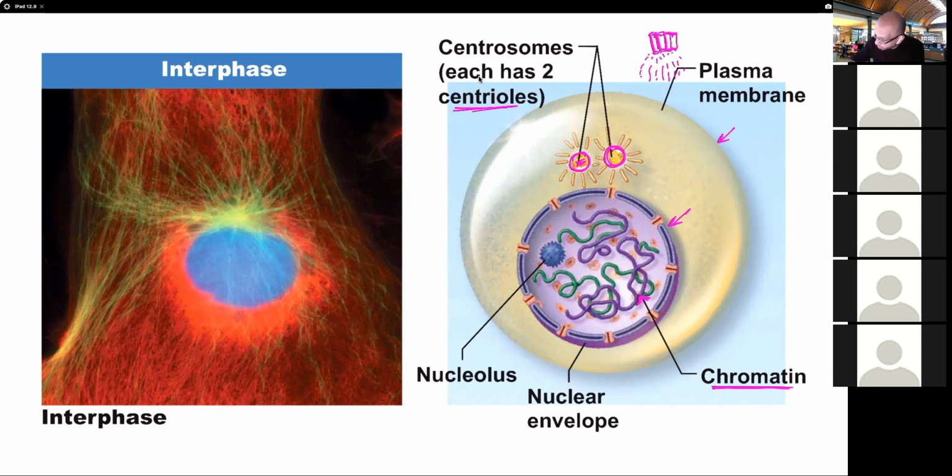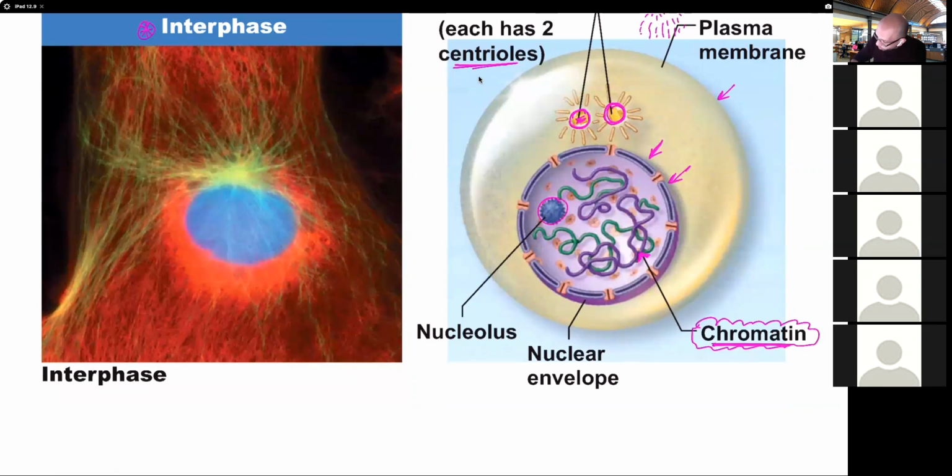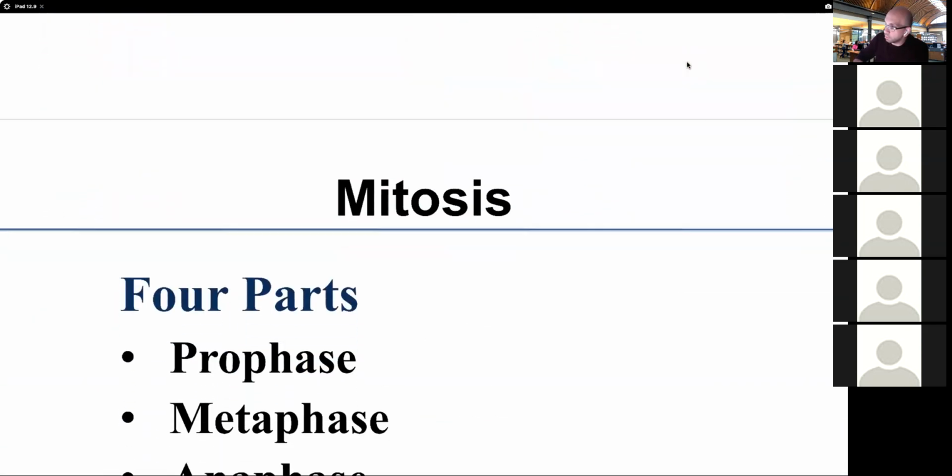So again, what we're looking at here is the cell structure during the interphase, the growth phase. During interphase, I have a nuclear membrane. I have genetic material in the form of chromatin. And the nucleolus, which as we mentioned earlier is responsible for the production of the ribosomes, is inside the nucleus.